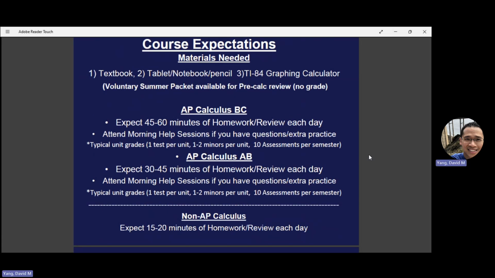Course expectations. So textbook, notebook, pencil, and a TI-84 graphing calculator will be the necessary materials for this course. Now, I say textbook, but I print out guided notes for students, and we pull exercise problems from the textbook to work in our guided notes.